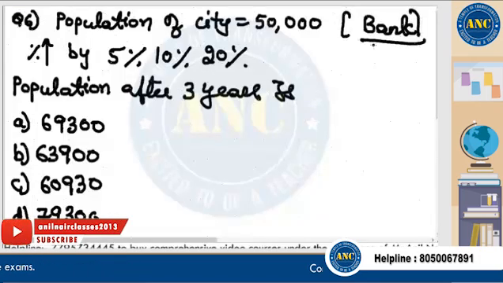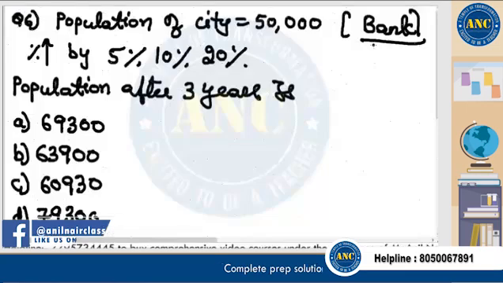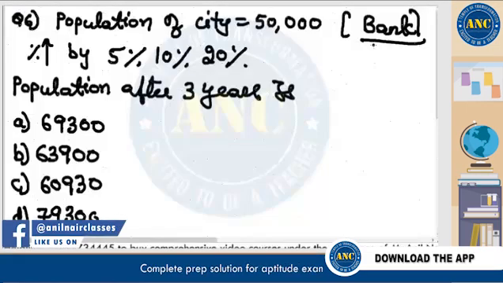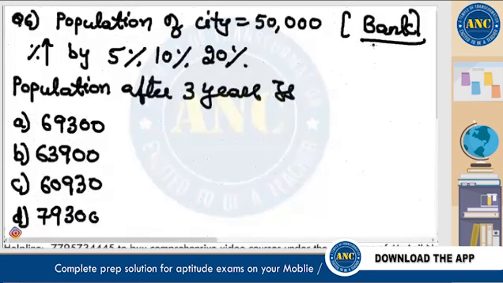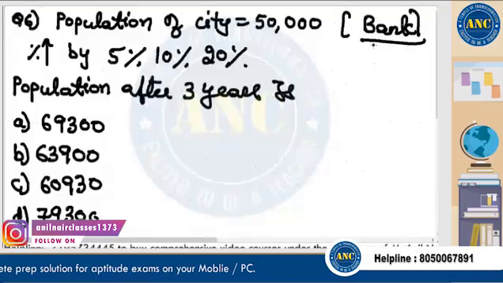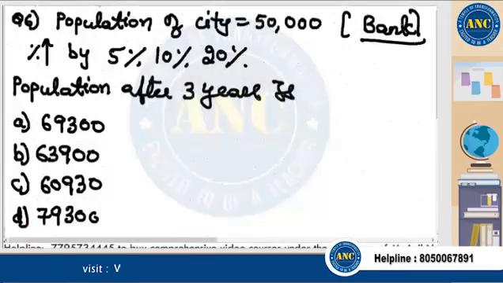Bank question. The population of a city is 50,000. The population increased by 5%, 10%, and 20%. Find the population after 3 years.